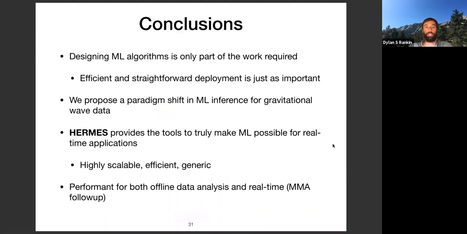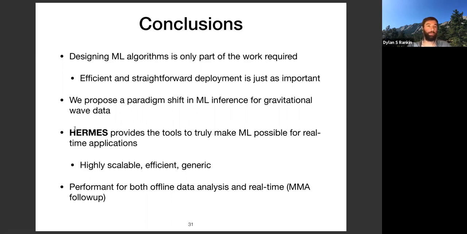So in conclusion, I think designing ML algorithms is really only one particular part of the work required to actually use ML. I think efficient and straightforward deployment of those algorithms is equally as important as the actual design of them. And what we'd like to propose here is a paradigm shift in how people think about ML inference in a lot of different places, but in this particular case, we think for gravitational wave data.